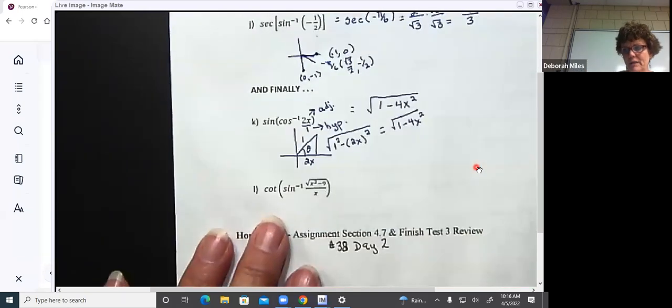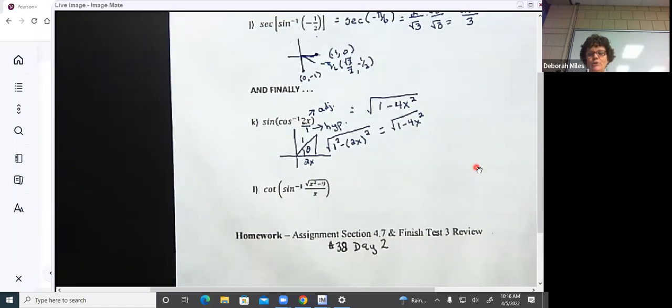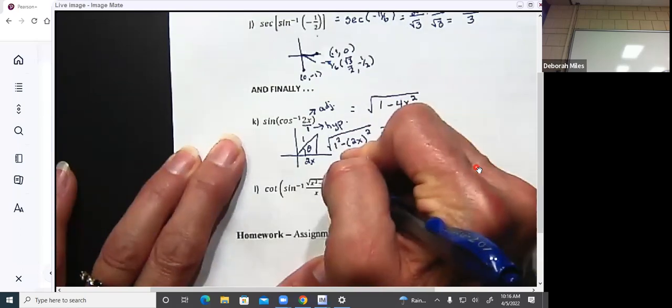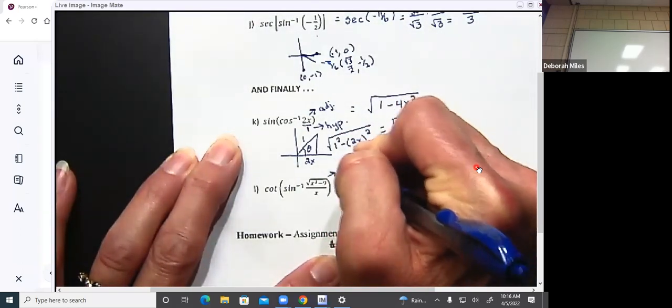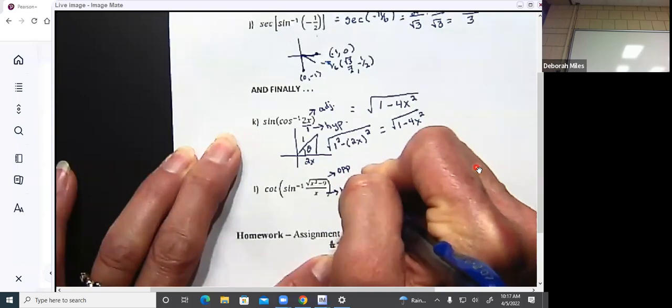All right, last one. Cotangent of inverse sine of square root of x squared minus 9 over x. Is square root of x squared minus 9 over x one of the y values I have memorized on the unit circle? No, I don't even wish that. I'd rather draw a picture of an angle whose sine is that. I think I can, because sine is just opposite over hypotenuse.